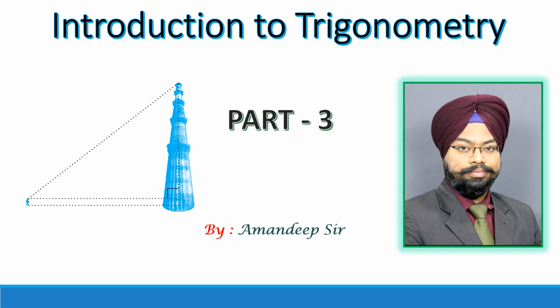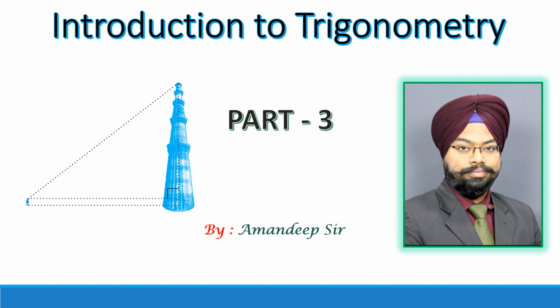In our previous two classes, we all have discussed the basic terms which are associated with the Introduction to Trigonometry chapter, the six trigonometric ratios and how to find out the values of the trigonometric ratios for different triangles, the measurements of whose sides are known to us.